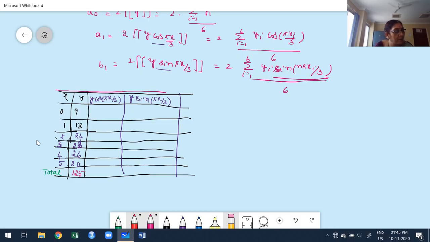Okay, 125 is the sum: 9, 18, 24, 28, 26 and 20. 125 is the sum of this. You calculate it using a calculator.